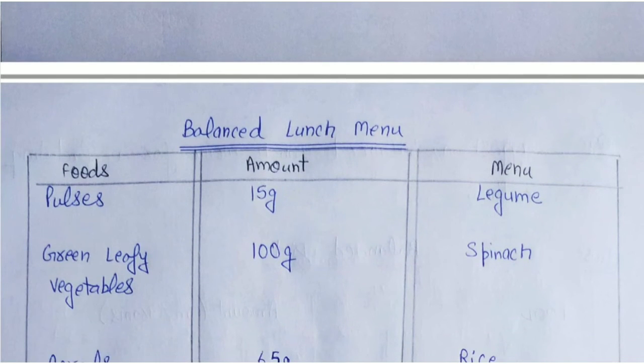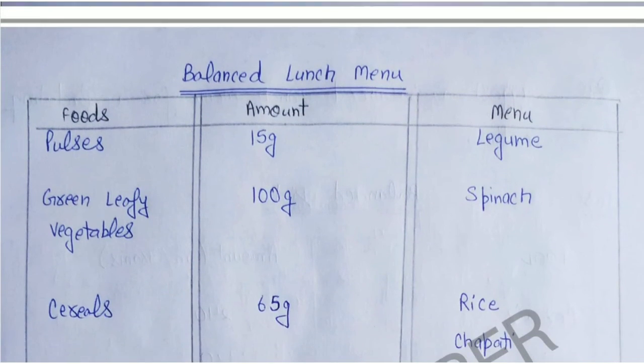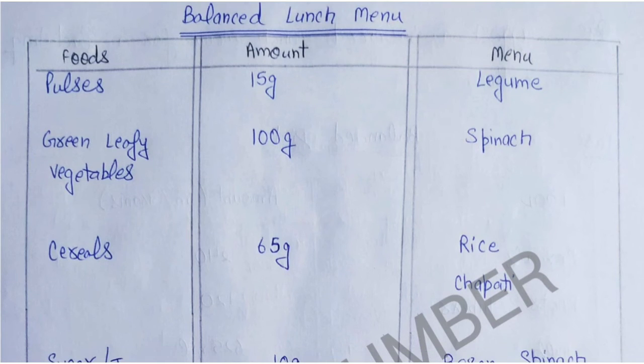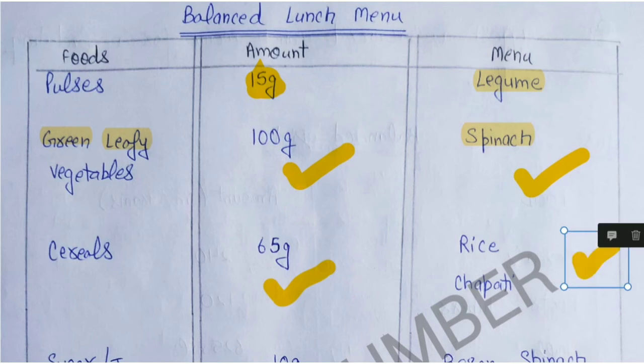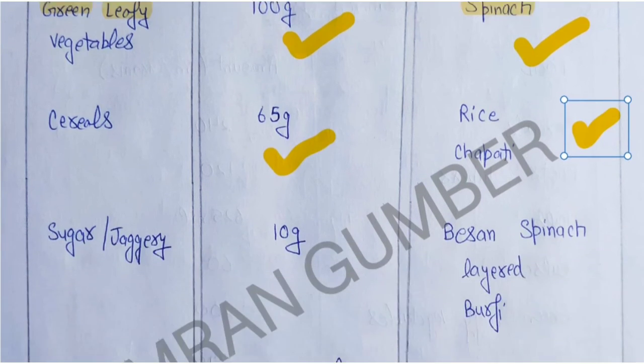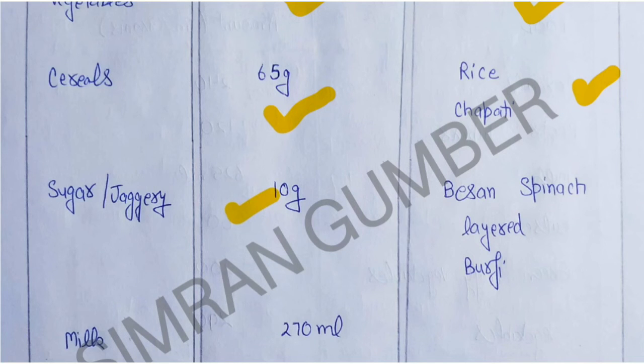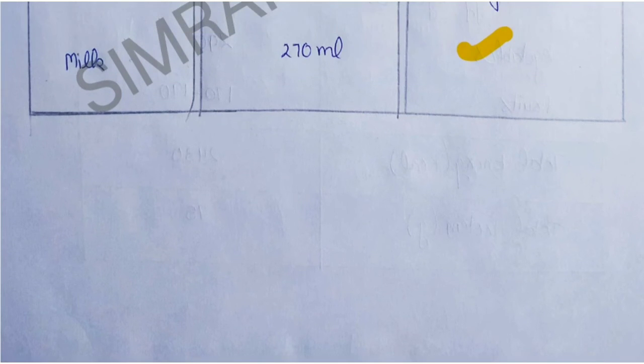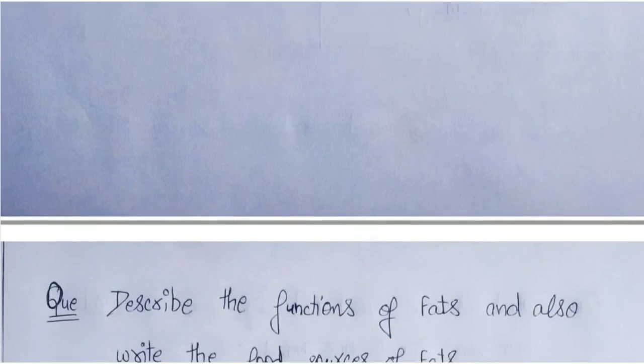Now see the balanced lunch menu, how your balanced lunch menu will look. Pulses amount 15 grams, you can say legume, you can include legume. Okay, green leafy vegetables 100 grams, spinach. Cereals 65 grams, rice, chapati. Sugar jaggery 10 grams, besan, spinach, layered burfi. Milk 270 ml. Okay, in this way another answer ends.